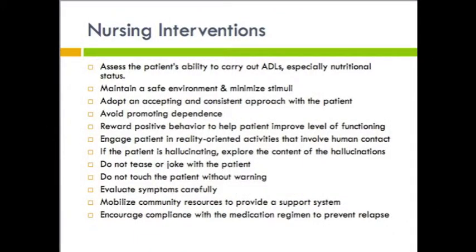There are many nursing interventions that a nurse can perform with a schizophrenic patient. First, assess the patient's ability to carry out the activities of daily living, especially their nutritional status. They should maintain a safe environment and minimize stimuli, adopt an accepting and consistent approach with the patient, avoid promoting dependence, reward positive behavior to help the patient improve their level of functioning, engage the patient in reality-oriented activities that involve human contact, and if the patient is hallucinating, explore the content of the hallucinations.